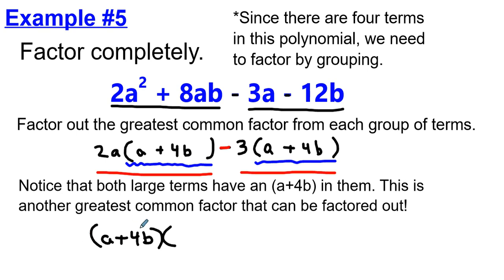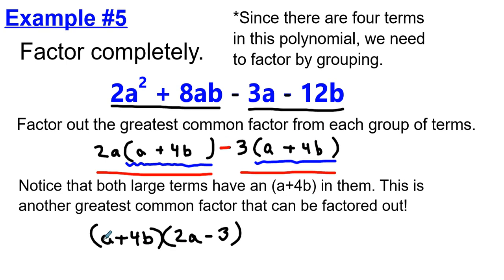What would I have to multiply a plus 4b by to get that large term back? Well, it's only missing a 2a, so I just need to put 2a. So this is a plus 4b times 2a, or the other way around, 2a times a plus 4b. So this is the first large term. Then I have a minus sign, so carry that down. And then what would I have to multiply a plus 4b by to get this large underlined red term? I'm missing the 3, so minus 3. So a plus 4b times 2a is that first term. A plus 4b times negative 3 is that second large term.